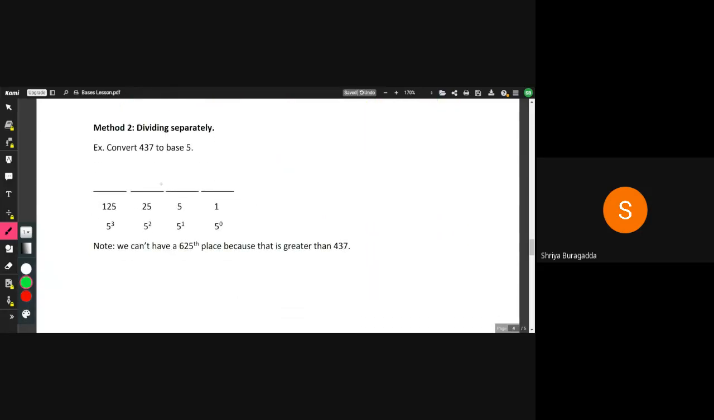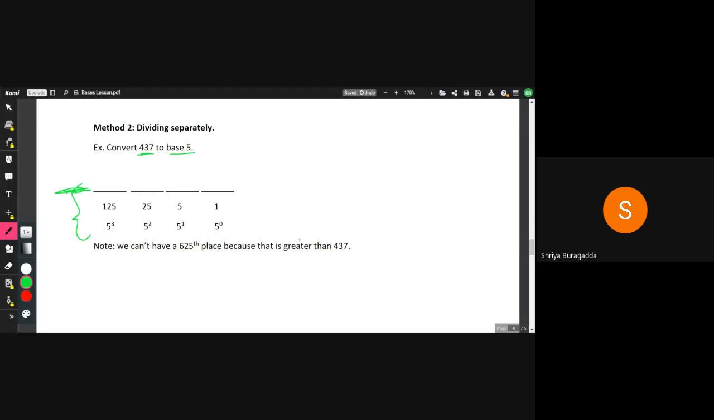Now this is method 2, dividing separately. I'm going to be converting 437 to base 5. Again, it's a slightly bigger number. I already wrote down these places right here. And remember, we can't have a digit before this, because that would be the 625th place theoretically, and that doesn't work because it's greater than 437.